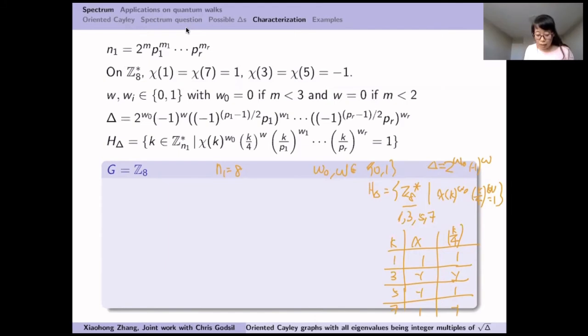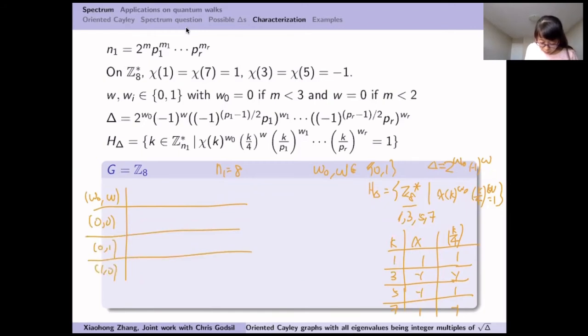Now we can get our big table. Again, we can take all the possible values of W0 and W: 0, 0, 0, 1, 1, 0, 1, 1. So check the delta expression here. We know if they are both 0, we have a 1 here. If W equals 1, we have a -1, 2, -2.